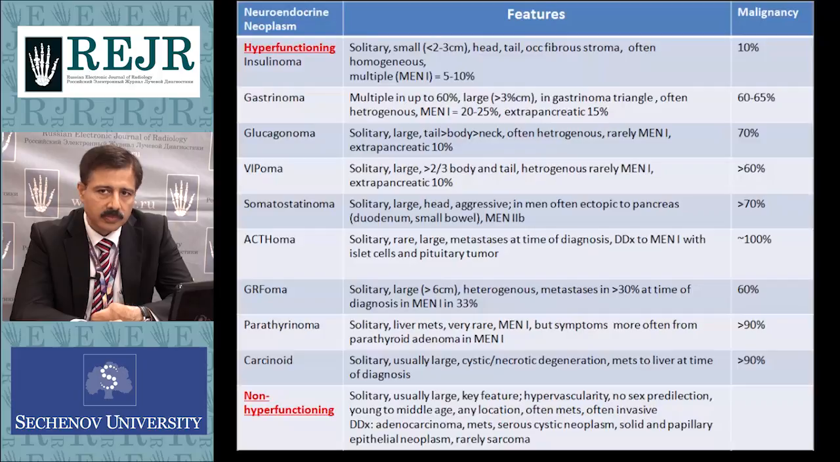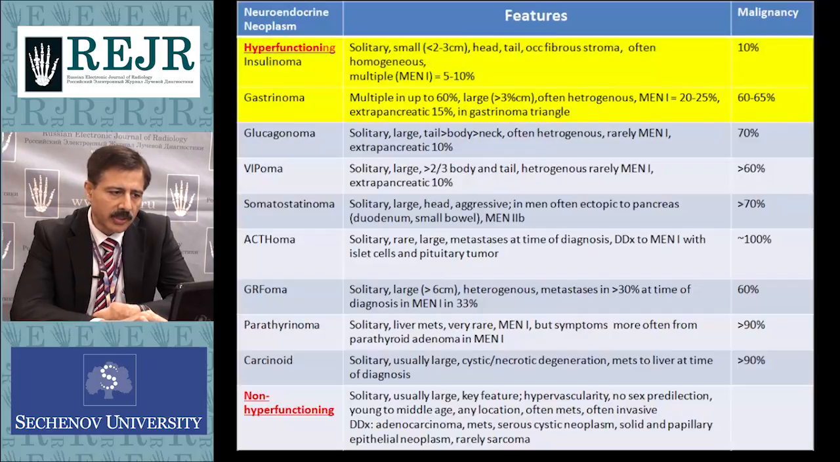Now, the most important or most common neuroendocrine tumors include insulinoma and gastrinoma. Insulinomas can be part of multiple endocrine neoplasia syndrome 1, what we call MEN1 syndrome. And as I've already elaborated, 10% of them are malignant.